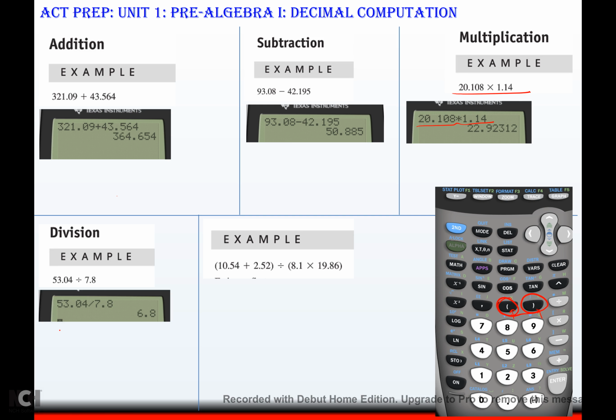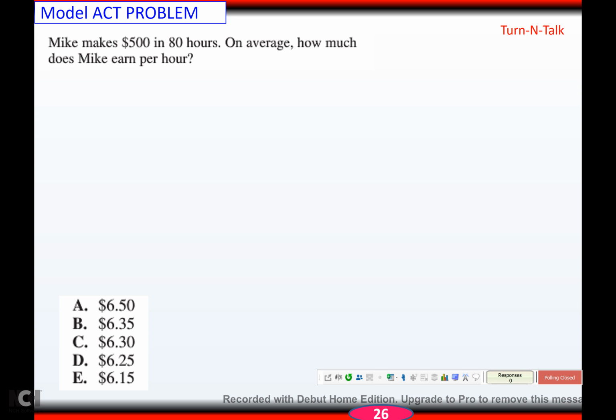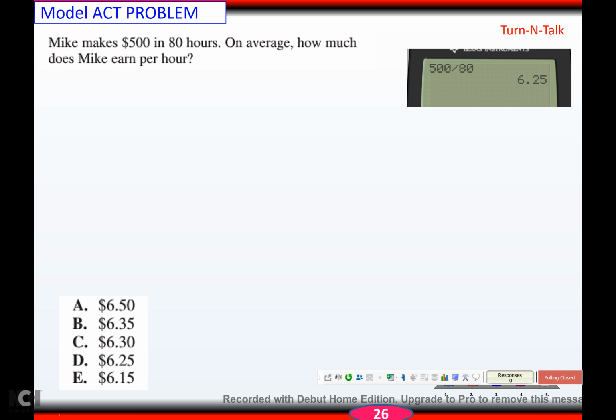Okay. You divide this one, you type it just like it's written. So I open my parentheses and typed that, closed my parentheses, hit divided, opened the parentheses and typed the rest of this, and then hit enter. Okay, you try this one, hit pause, come back when you're ready. And you should get $6.25.